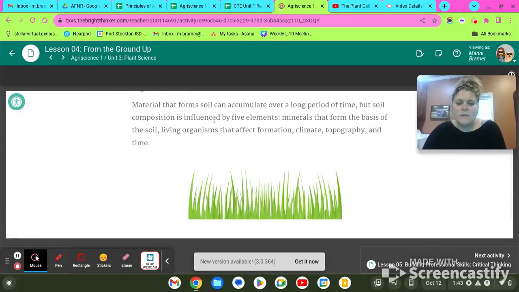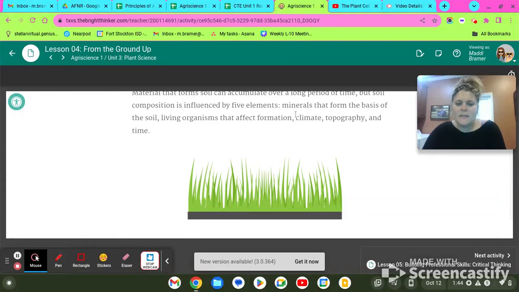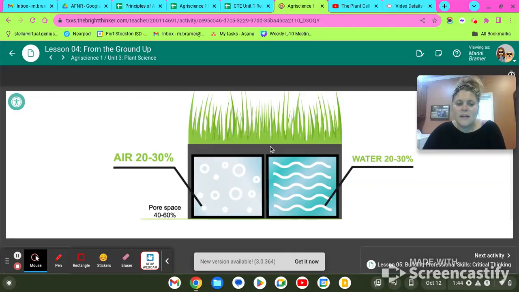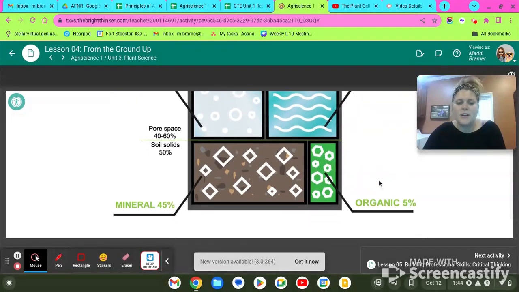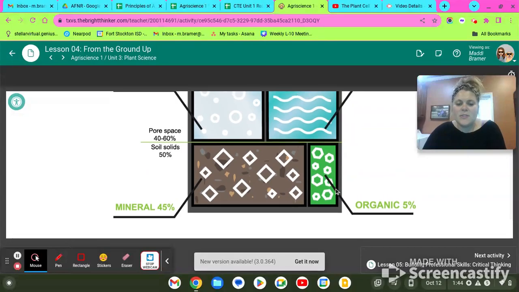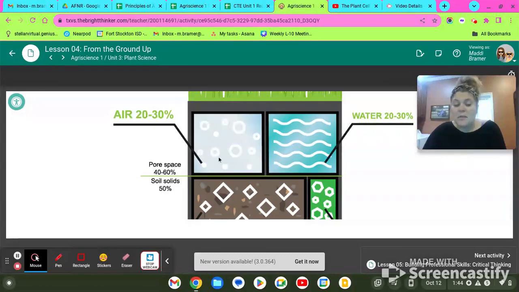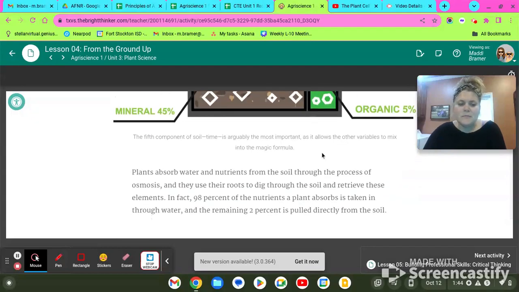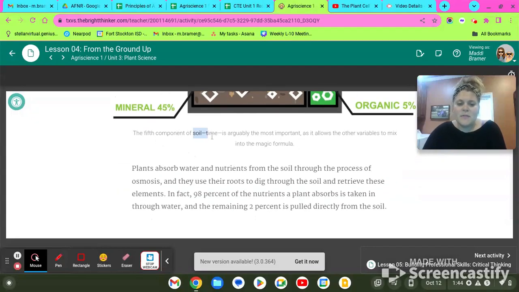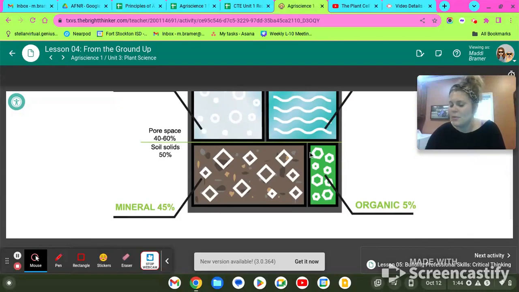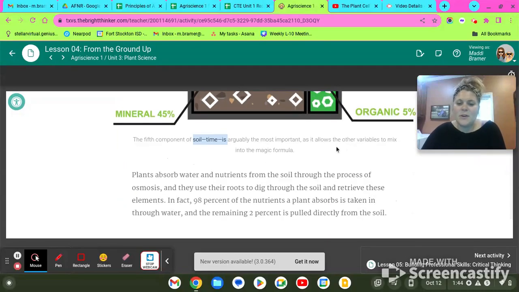So it says that soil is influenced by 5 elements. That would be minerals that form the basis of the soil, living organisms that affect formation, climate, topography, and time. So here we've got a picture that talks about the percentages. Organic matter about 5%, mineral 45%, air 20 to 30%. Nobody thinks about air being in the soil, but it is, and water 20 to 30%. And then it says the 5th one, which is time, is arguably the most important because it allows them to mix into the magic formula to make the best soil.